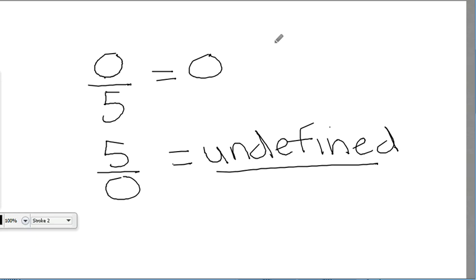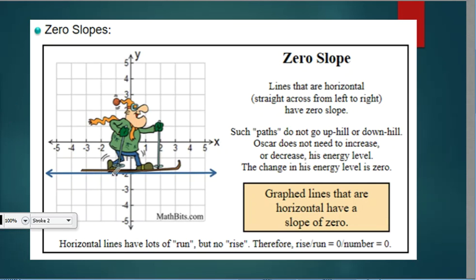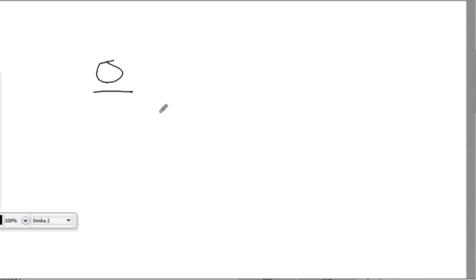Okay, so when we're talking about slope, we're talking about the change in y over the change in x. So if your change in y is a 0, like this image right here, to get from one place on the line to another place on the line, you don't move up or down at all. So that change in y is 0. And so that leaves you with 0 on top of your fraction. And anytime you have, like I said, 0 divided by anything, then your answer is always going to be 0.